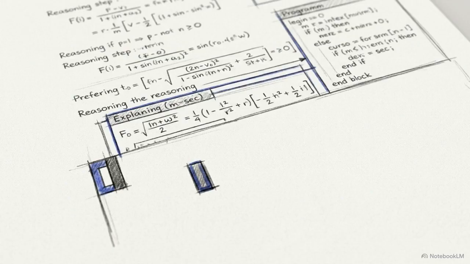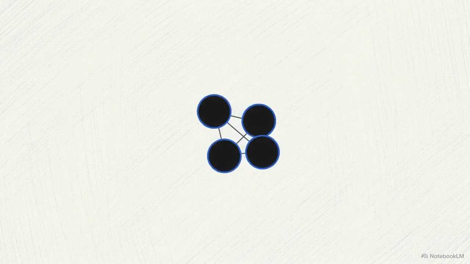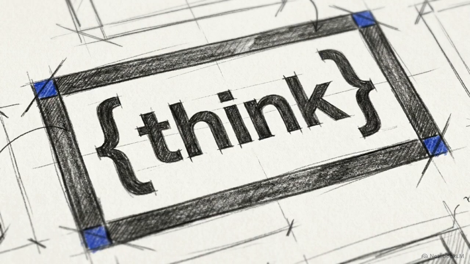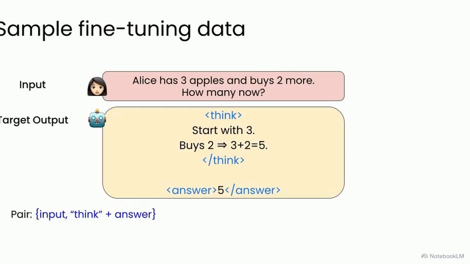To move past simple mapping, engineers face a specific challenge: how to compel the model to generate and expose its intermediate logic before finalizing an answer. The solution is a structural change. We modify the target output by adding explicit syntactical boundaries. This updated data schema shows how the intermediate logic is isolated.